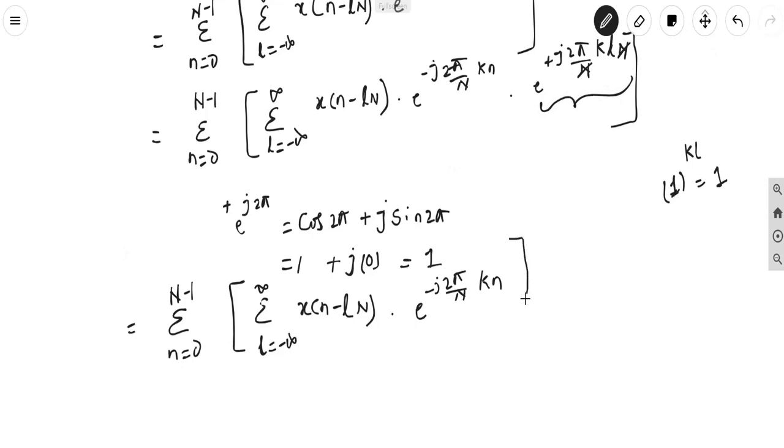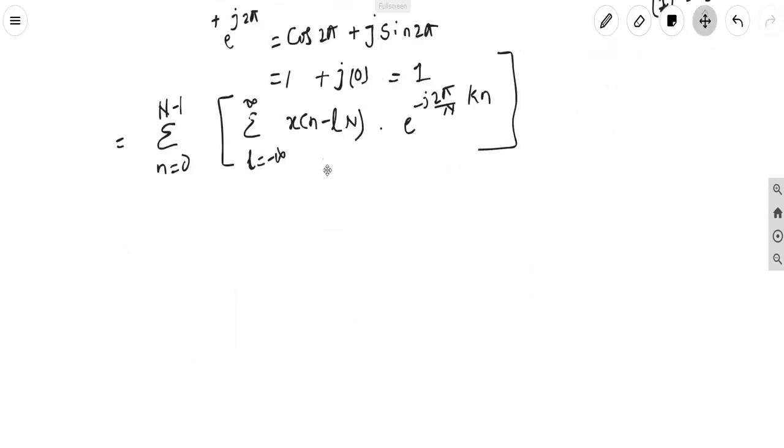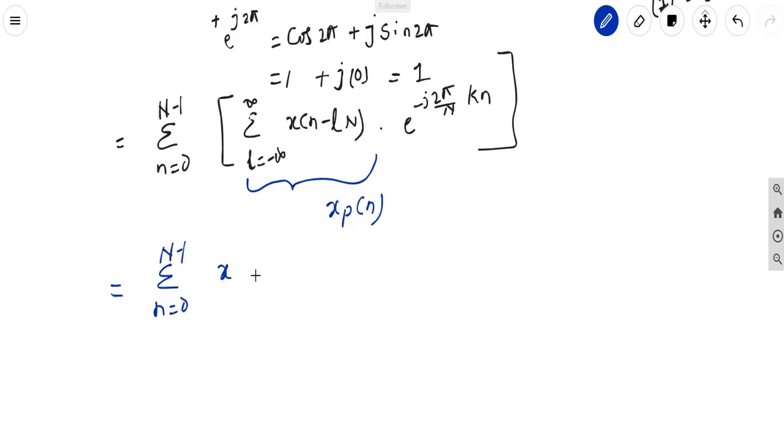So this will be the equation. This whole term I'm going to represent as x p of n, where p represents periodic. So the above equation changes to summation n is equal to 0 to N minus 1, x p of n into e to the power of minus j 2 pi by N kn.